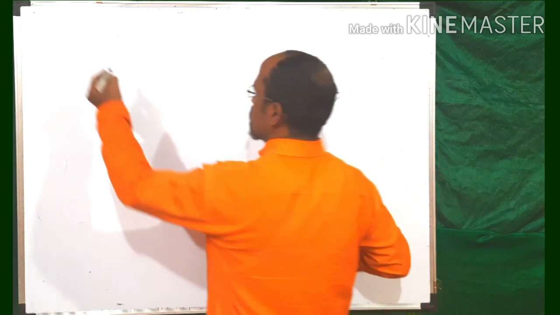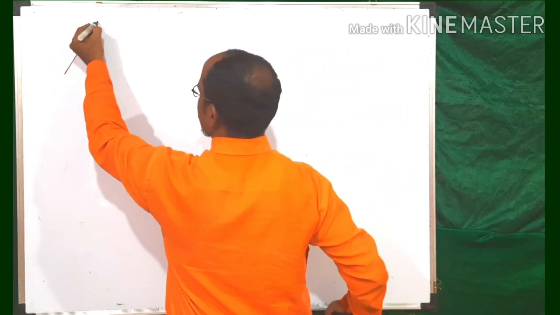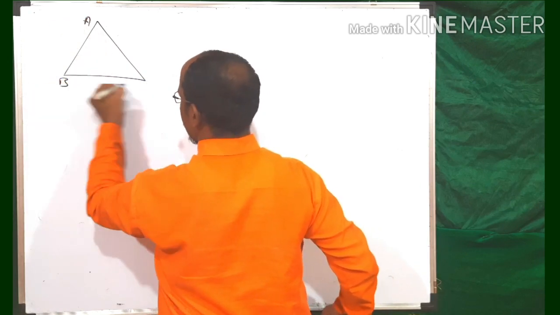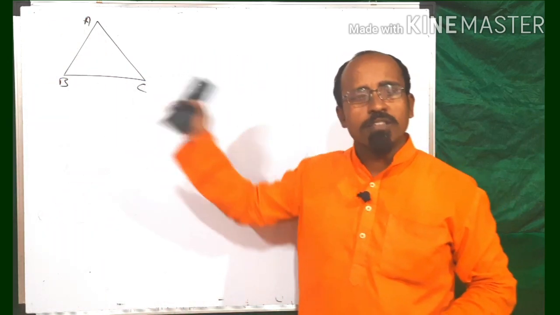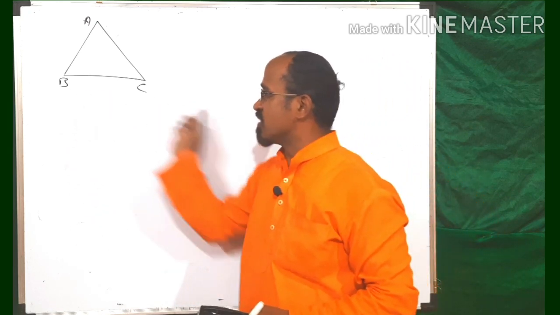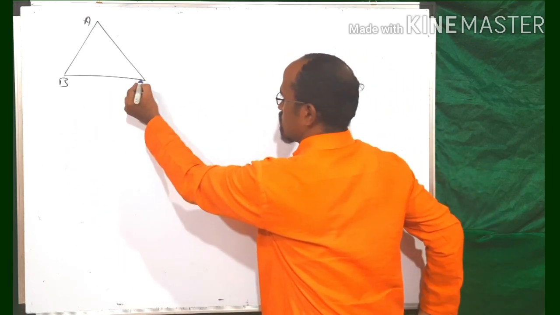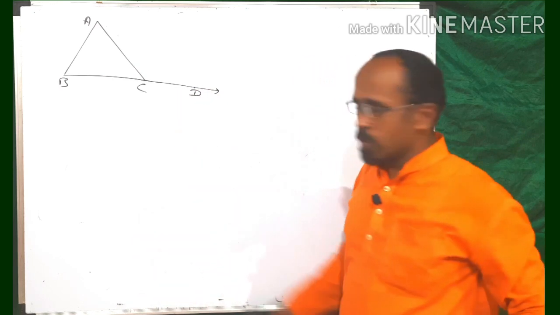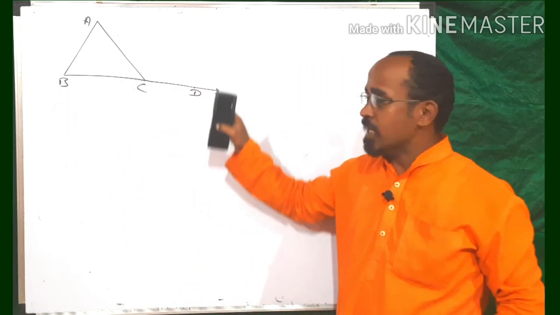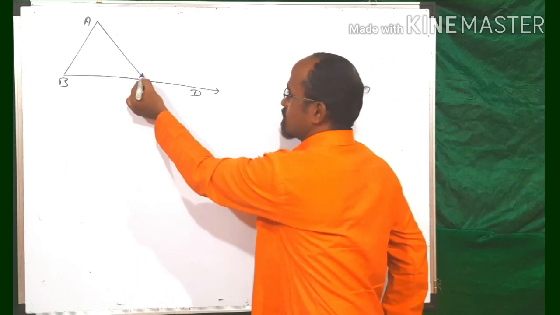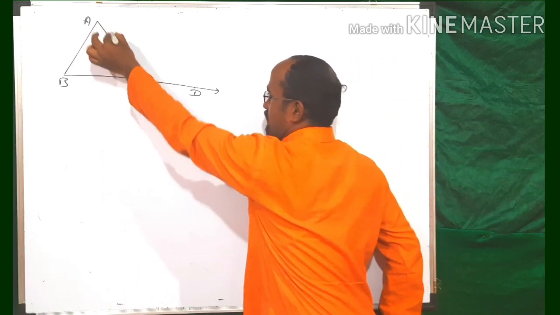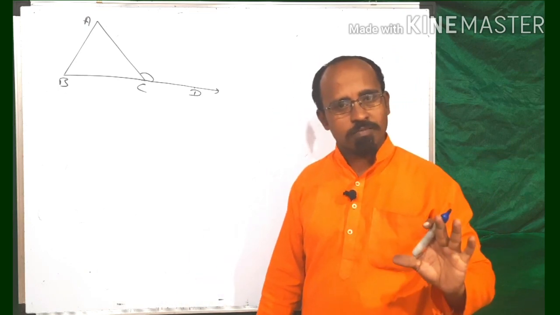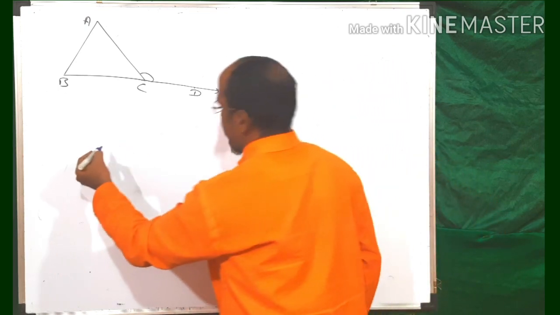If a triangle is given, ABC is a triangle, right? Any one side is extended. Suppose this side BC is extended up to D, right? This side BC is extended. Then the angle created, this angle ACD, is called an exterior angle. Done. It can be true with any side.